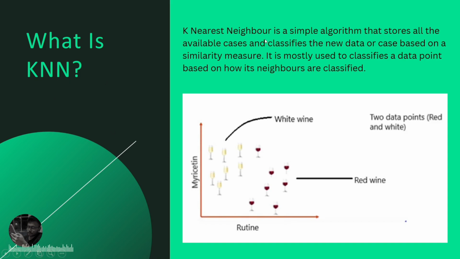K-nearest neighbor is a simple algorithm that stores all the available classes and classifies the new data or case based on a similarity measure. It is mostly used to classify a data point based on how its neighbors are classified. Let's take one example below. Consider two chemical components called rutine and myrcene, and a measurement of rutine versus myrcene level with two data points, red and white wines. They have been tested and then fall on that graph based on how much rutine and how much myrcene chemical content is present in the wines.